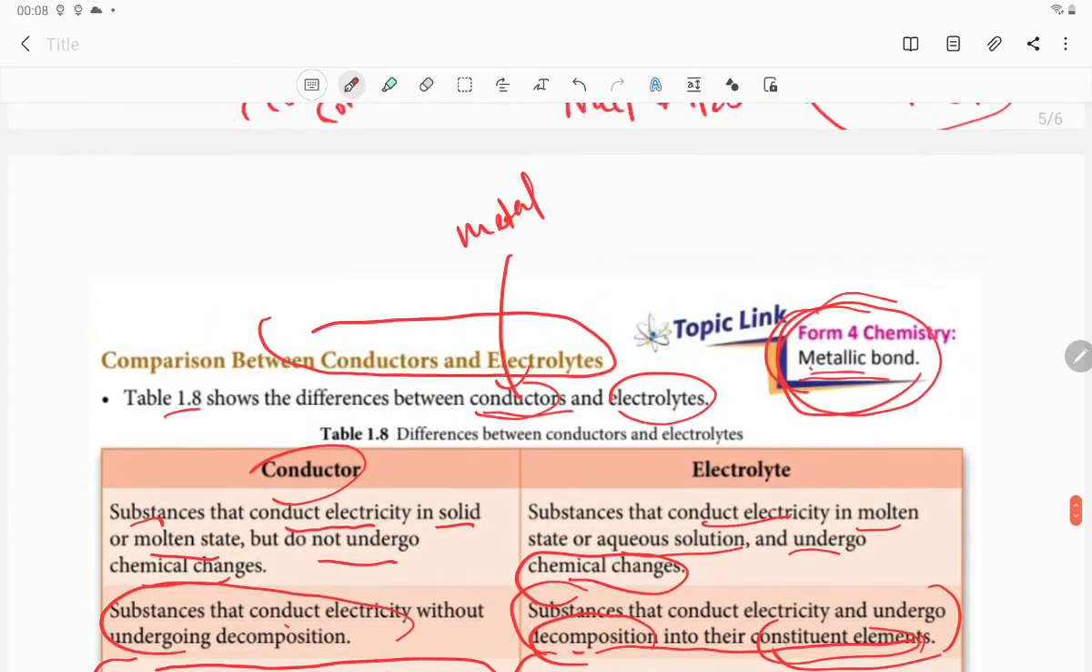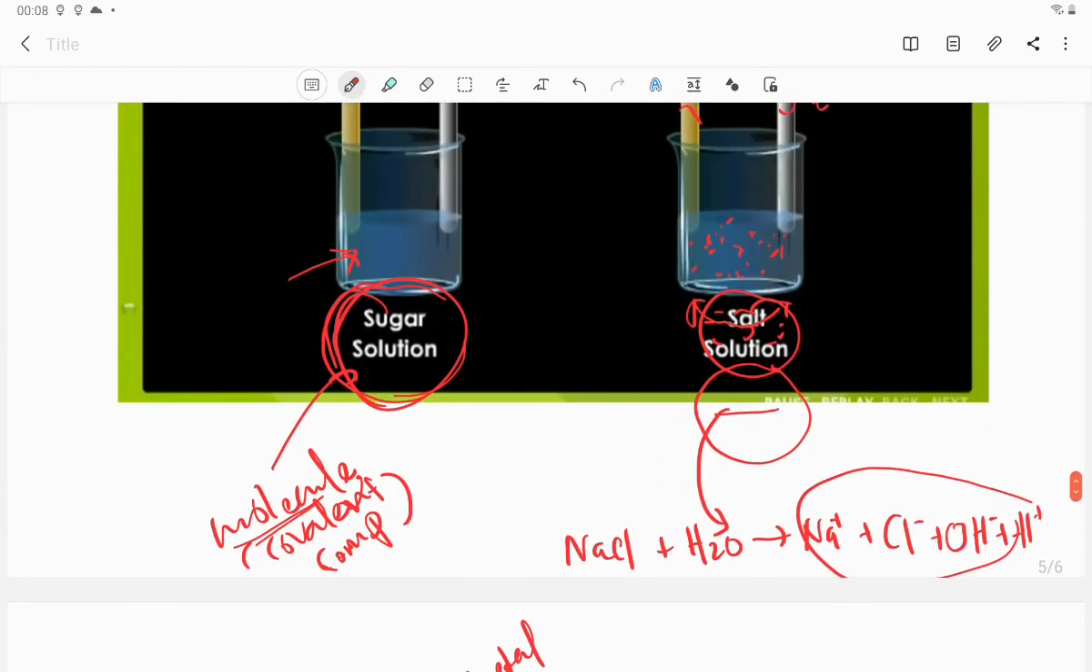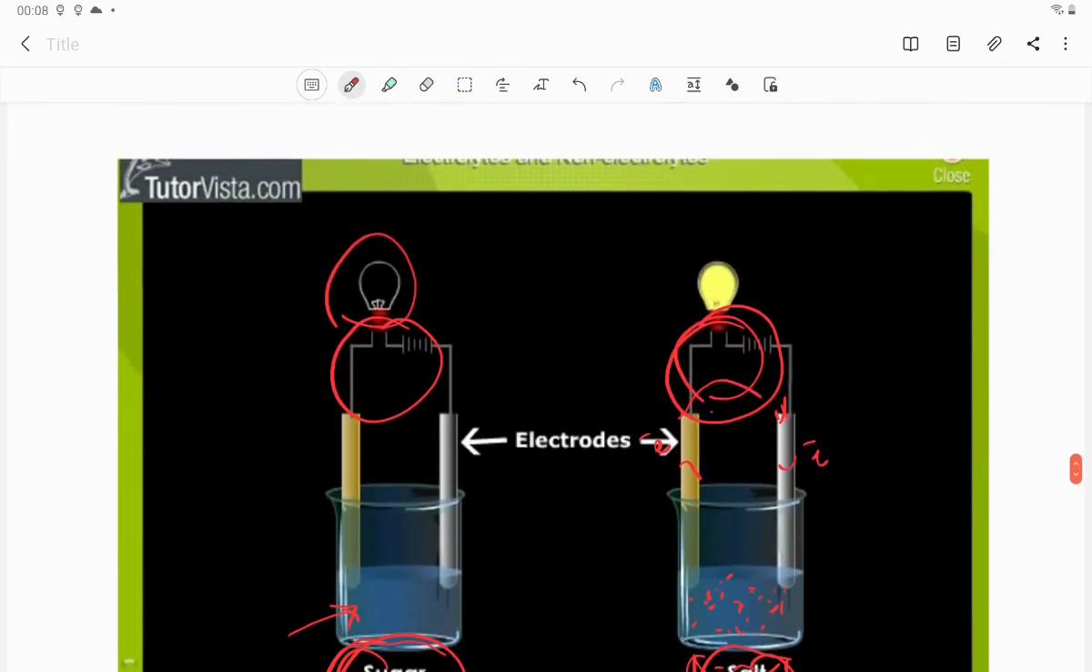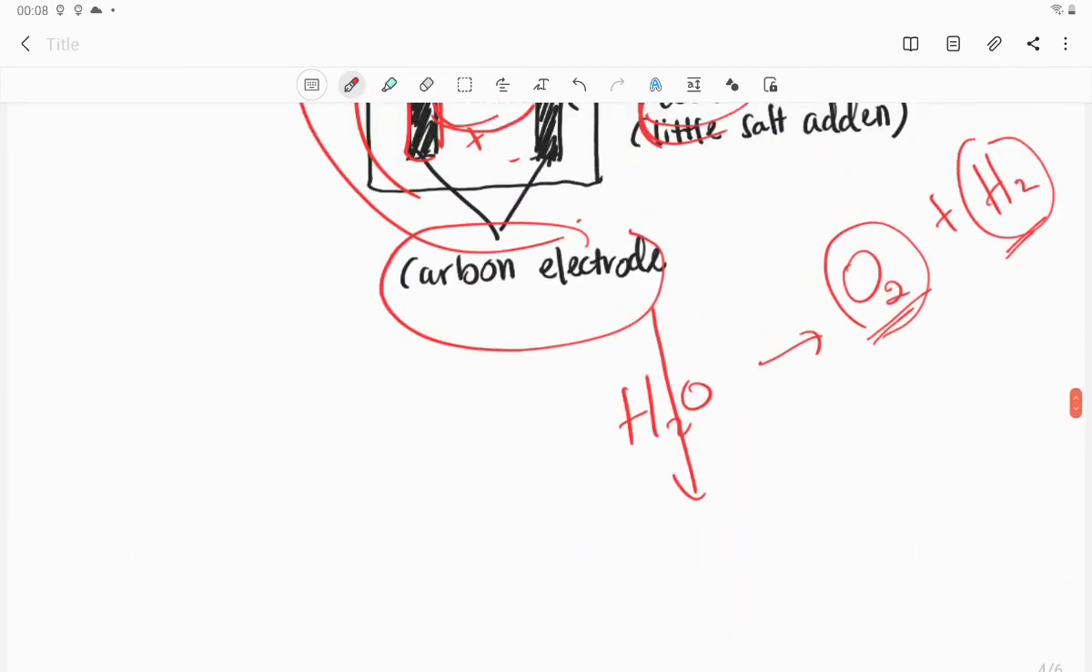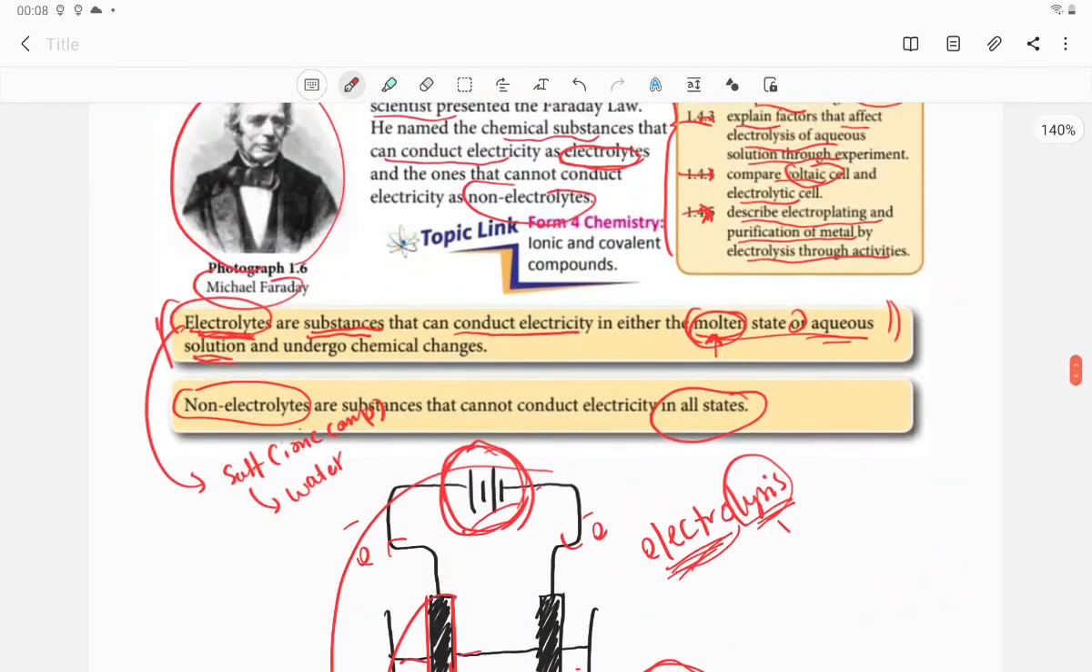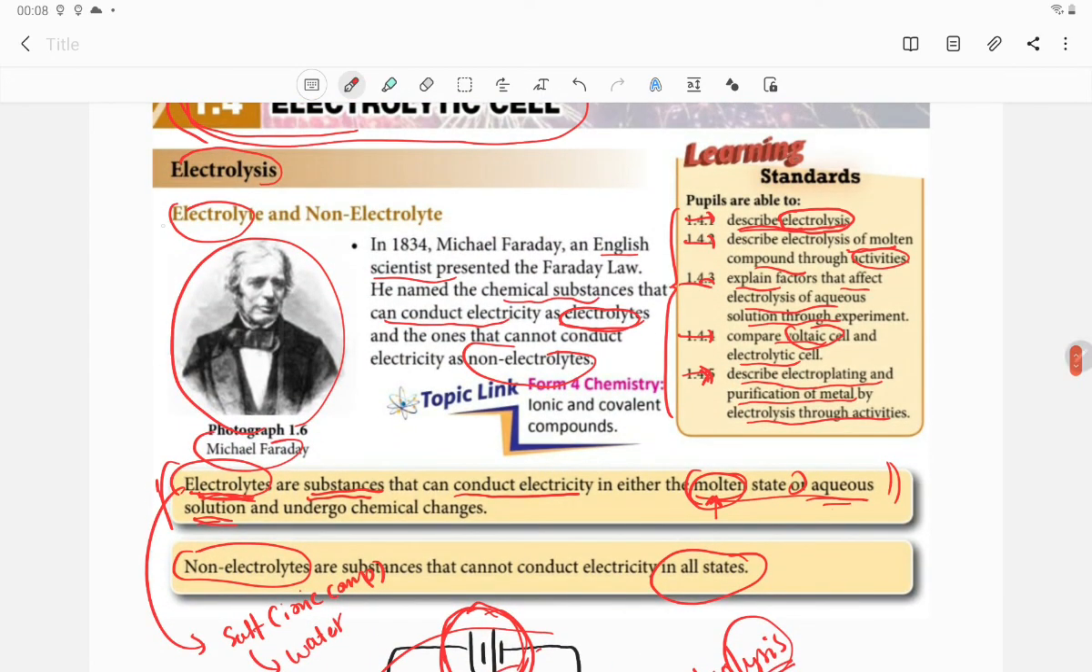So that's all for today's class. I hope that you are able to understand a little about electrolyte and non-electrolyte, so that we can proceed with the next content, which is more on electrolysis in this chapter.